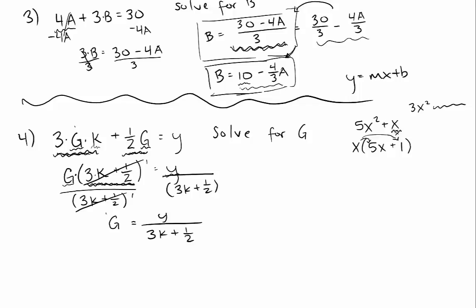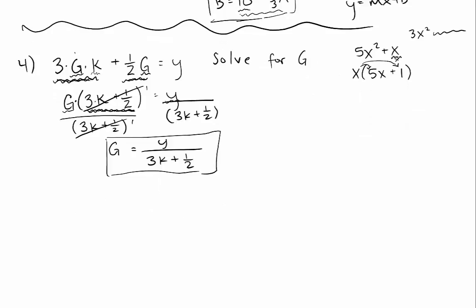So even though it might seem like we're kind of cheating by just dividing by that whole thing, that's all we can do. And so g is equal to y divided by 3k plus 1/2. And you could leave the parentheses in there, or you don't have to, but at least in doing the problem, it helps out a lot to see what you're doing. And you do need them there after you factor out.